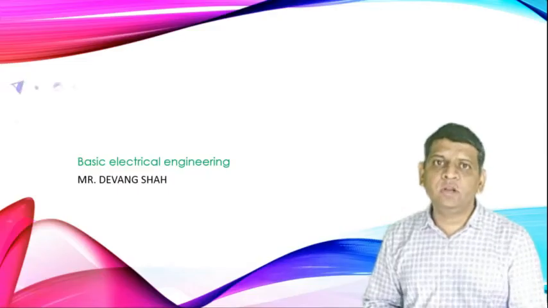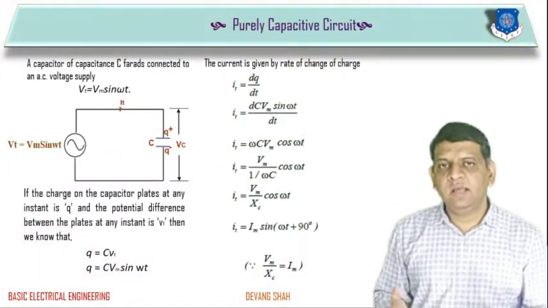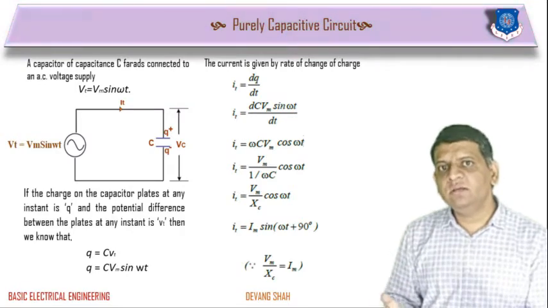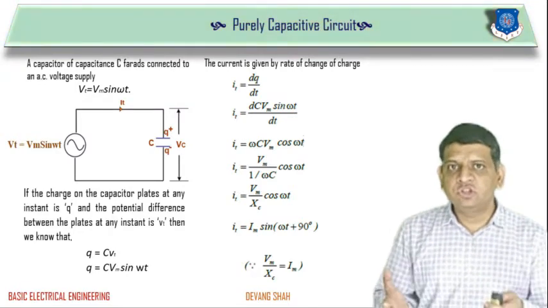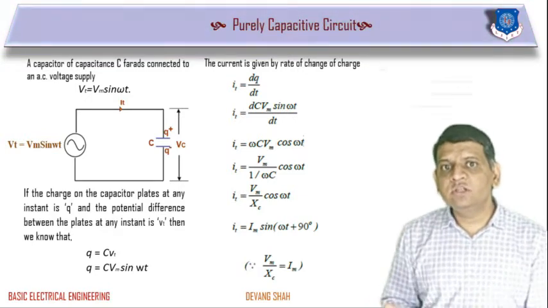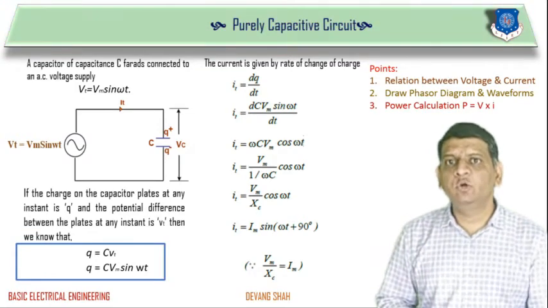This is the case for the purely capacitive circuit. Again, it's a part of the AC circuit where you can see an AC sinusoidal signal applied to a purely capacitor, where V is equal to Vm sin omega t is applied to the capacitor. So the charge stored in a capacitor Q is equal to C into v(t), where Q is equal to C into Vm sin omega t, right?